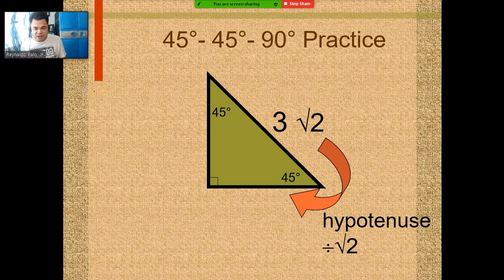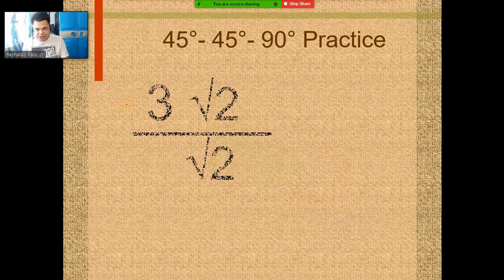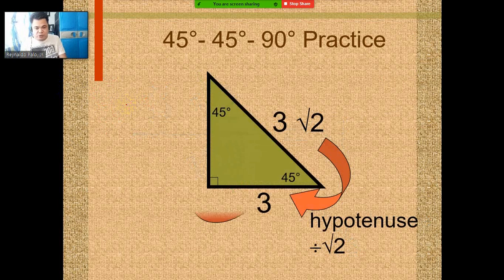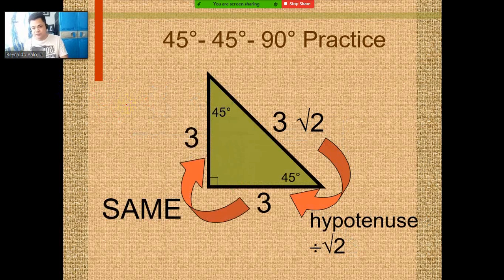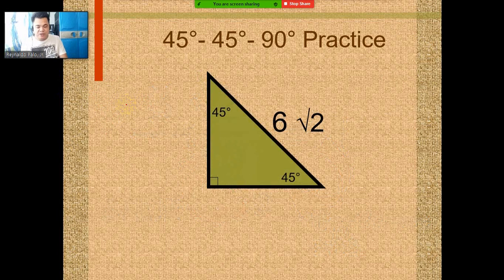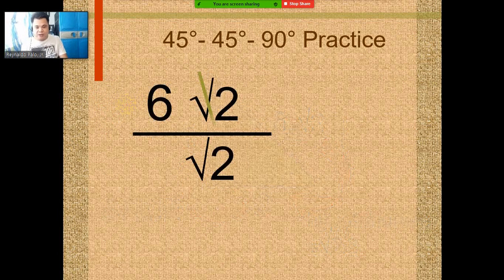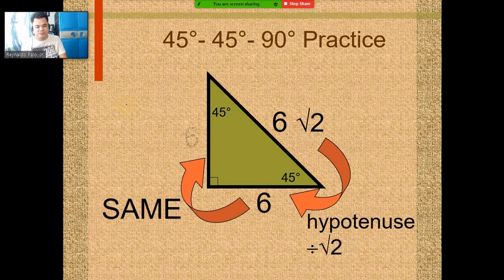So if that's the case, we're going to divide 3 square root of 2 over square root of 2. Just simply cancel this one. The answer is 3. So the legs measure 3 and 3. Okay, can you follow? Next, 6 square root of 2. Divide by square root of 2. Cancel. Alright, so the answer will be 6. Very good. So for those who can follow, it is 6.